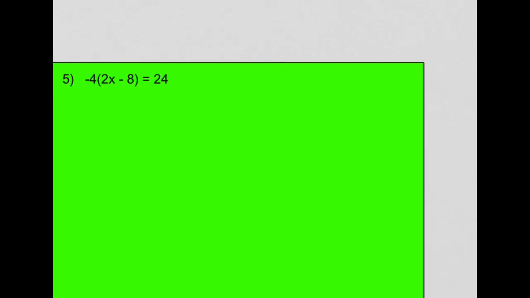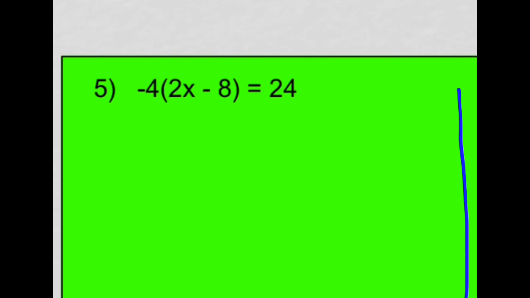Okay, so I'm going to separate my page. And this question is negative 4 groups of 2x minus 8 equals 24. And I'm going to expand this using the shortcut method. So negative 4 times positive 2 is negative 8x. You've got to be careful here. Negative 4 times negative 8 is positive 32.